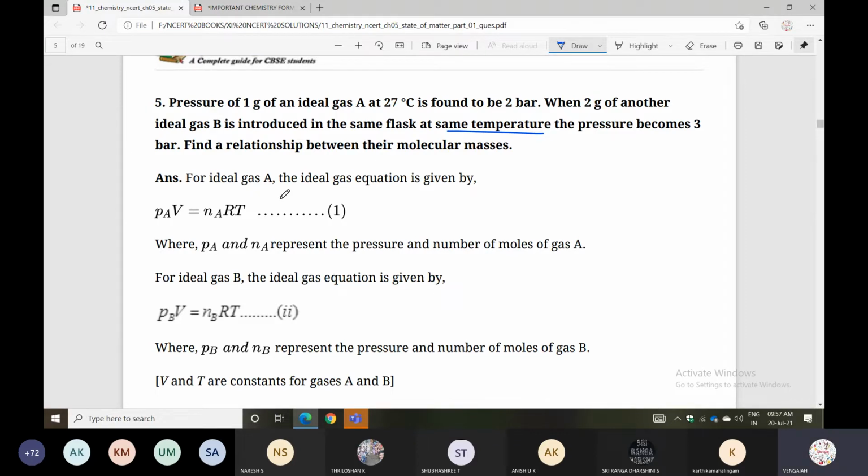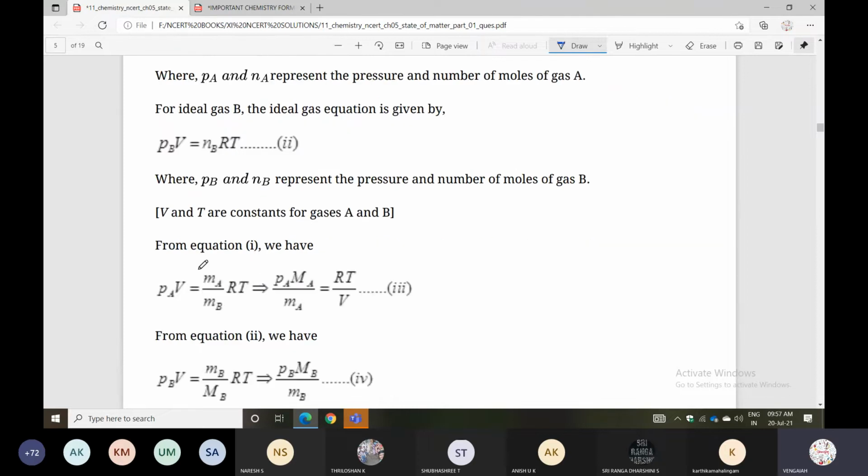So they have given two samples, ideal gas A and ideal gas B. For ideal gas A, PAV equals NART. For ideal gas B also, PBV equals NBRT. Here P is the pressure and N is the number of moles.